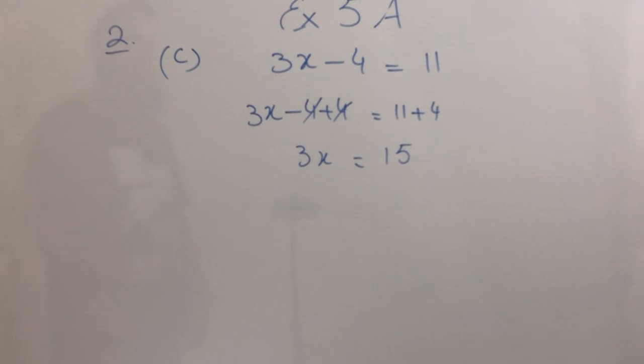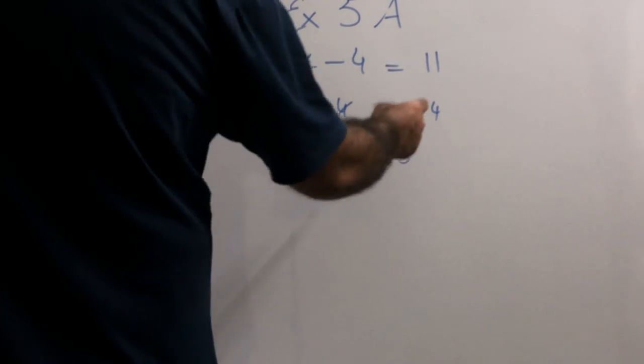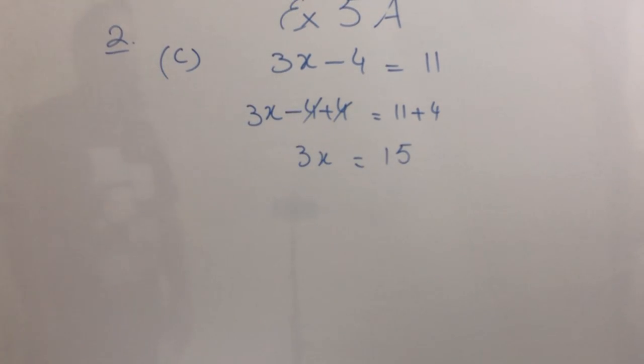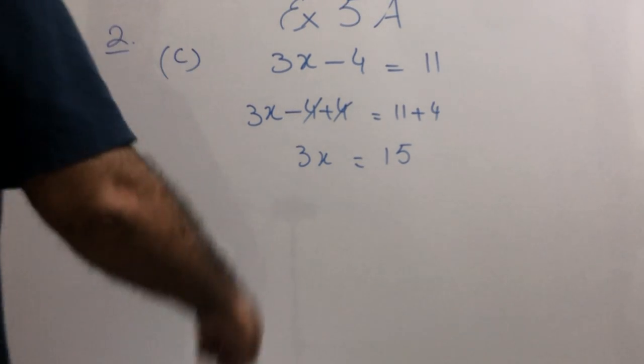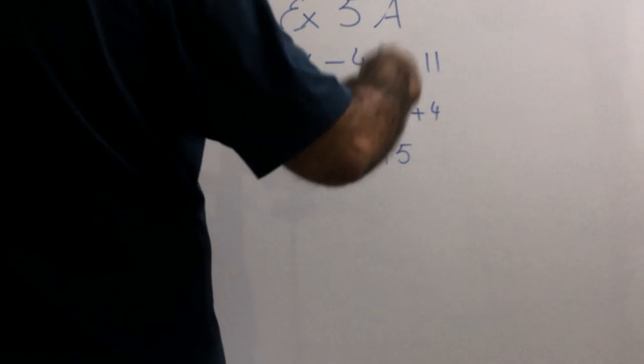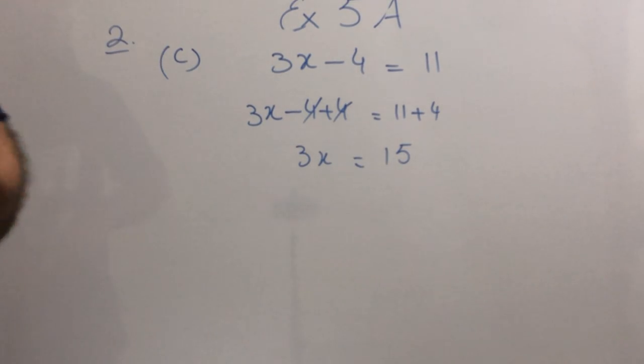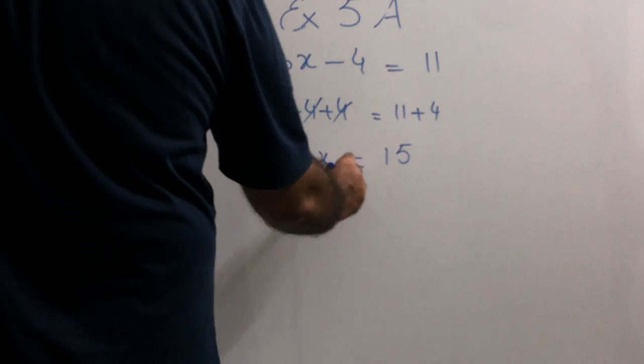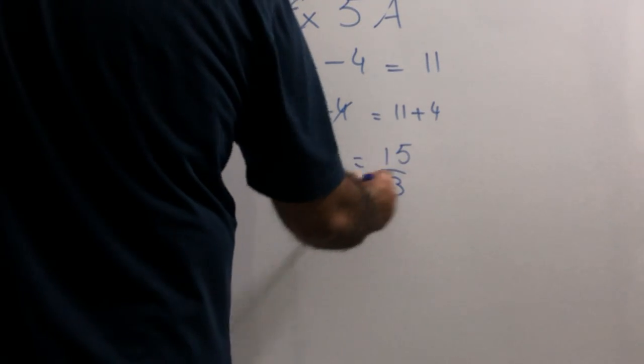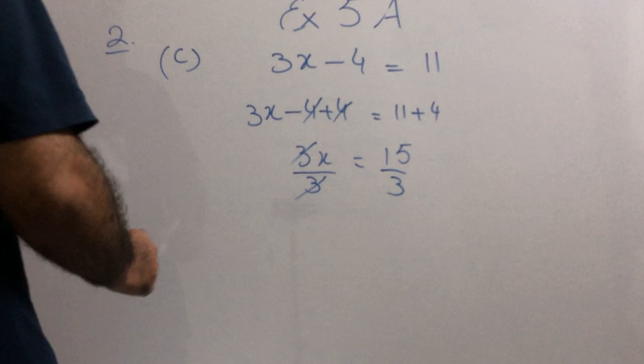Now another question is that we need to get rid of 3. We don't want to see 3 with x. We only need x alone on the left side. But now we know that 3x means 3 is being multiplied with x. So what we'll do is on both sides we'll divide with 3. By this way it will be cancelled out.